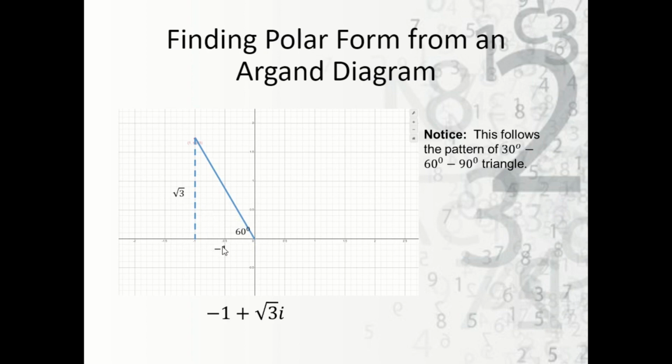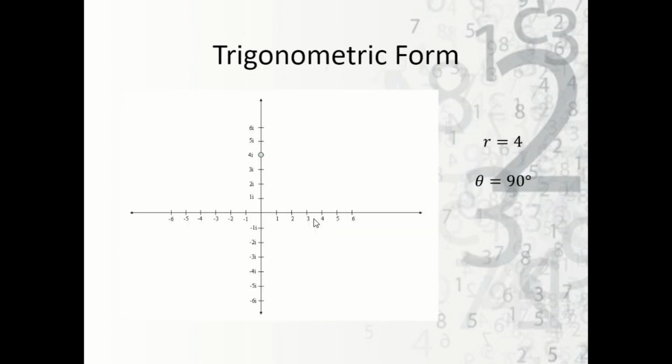So therefore, if this is 1, this is square root of 3, then this has to be 2. So we would say our r value is 2. And our theta is equal to, we take the whole thing, 180, and we know that this is 60 degrees. So we subtract 60 degrees from 180, and we get that theta is 120. So this is how you find the polar form of a complex number from an Argand diagram.